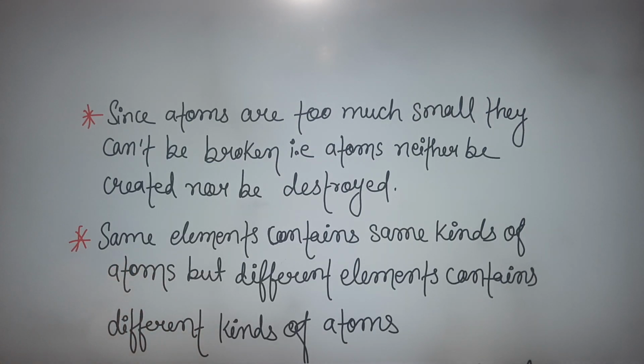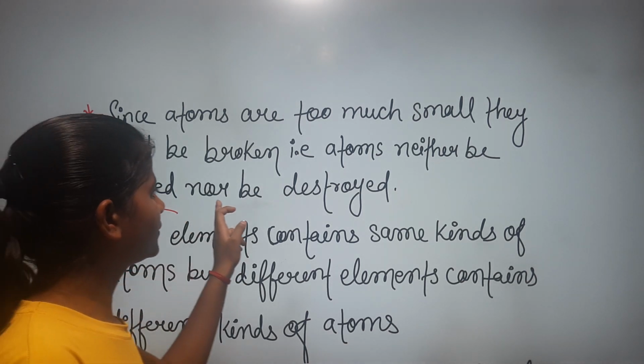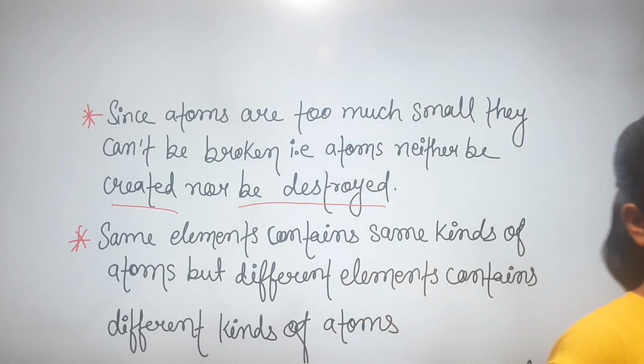Since atoms are too small, they cannot be broken. Atoms are very small. That's why they cannot be broken. That is, atoms can neither be created nor be destroyed.